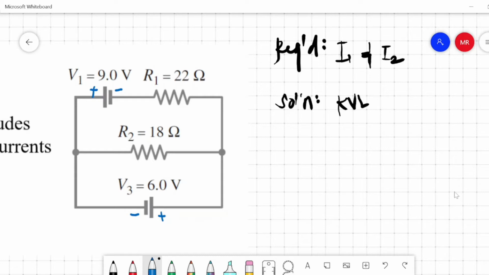You can assume any direction, for example, for R1 going to the right or going to the left. Anyway, later on, once we have solved it, we will see if our assumption is correct or not. So for example, in this circuit, let's say that the direction of current for R1 is going to the right, and for R2 is going to the left. So this is your I1, this is your I2.